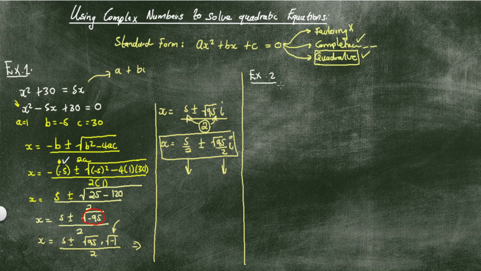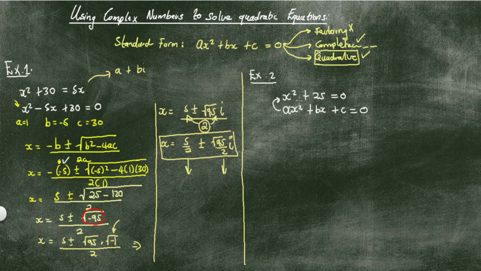So for example number 2, let's say we have x squared plus 25 equal to 0. This is also a quadratic equation. How do I know? I have an x squared. On the first one I had an x squared, so I knew I was dealing with a quadratic equation. Even on this one I'm dealing with a quadratic equation. However, it's not the usual quadratic equation because the b value is 0.